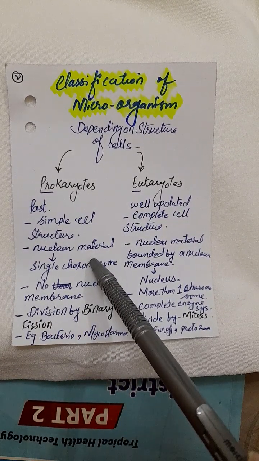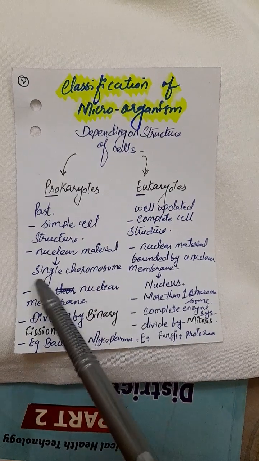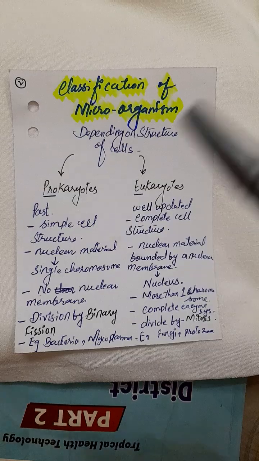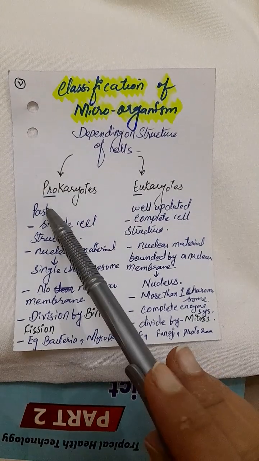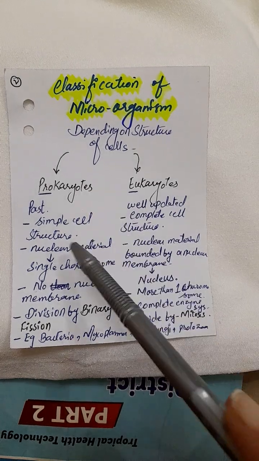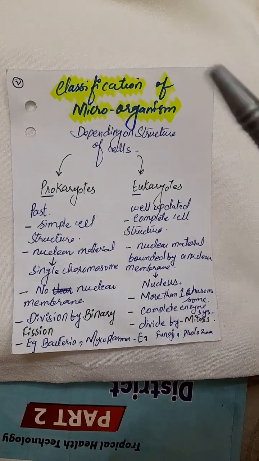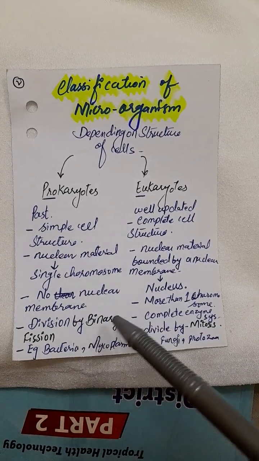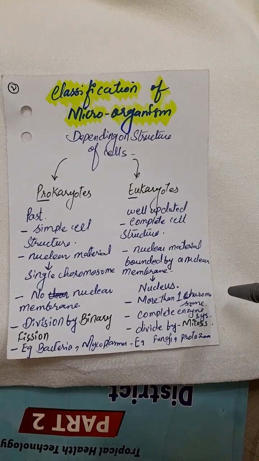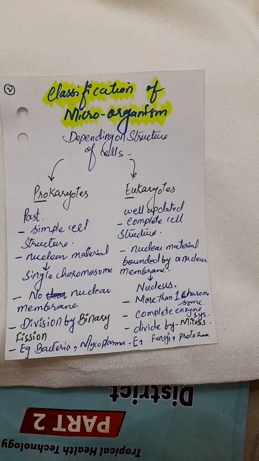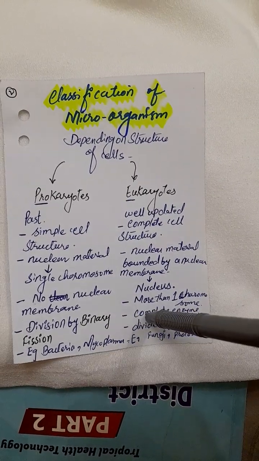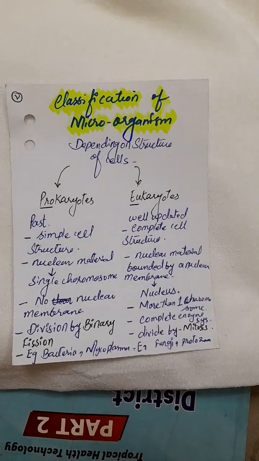Prokaryotes have nuclear material which is a single chromosome, while the eukaryotes have nuclear material which is bounded by a nuclear membrane. There is no nuclear membrane in the prokaryotes. The prokaryotes divide by simple binary fission, for example, bacteria and mycoplasma, while the eukaryotes have more than one chromosome, a complete enzyme system, and divide by mitosis, for example, fungi and protozoa.